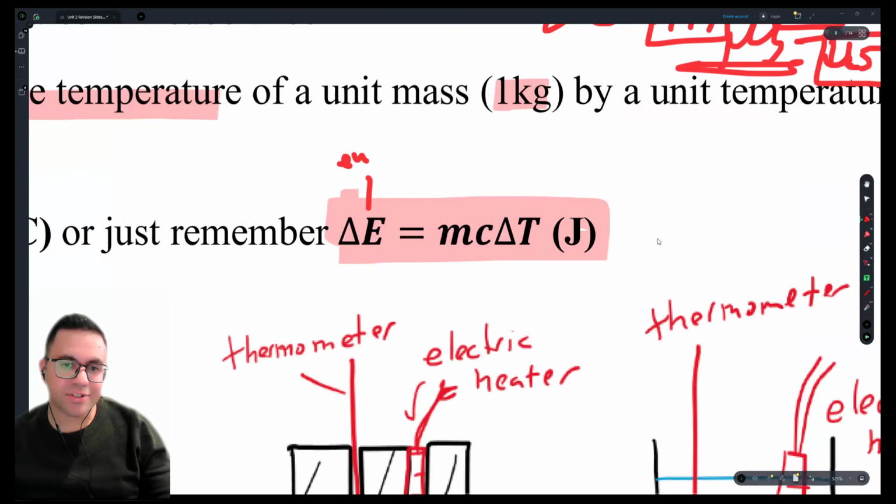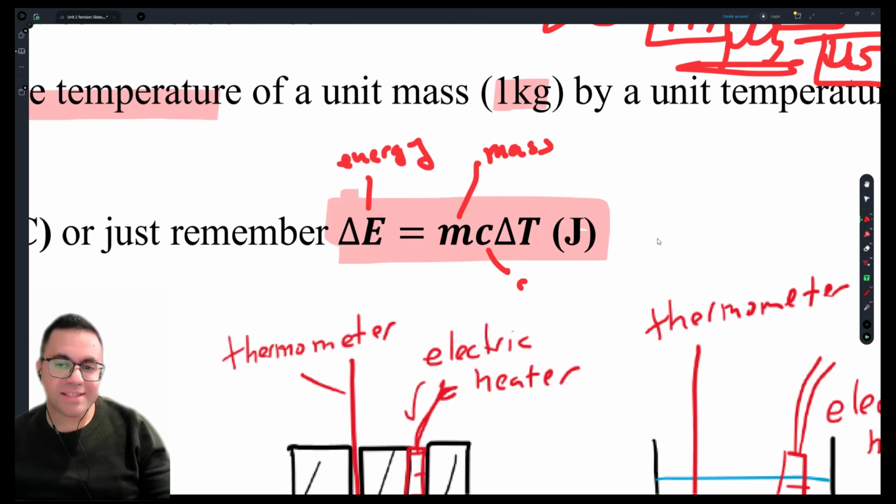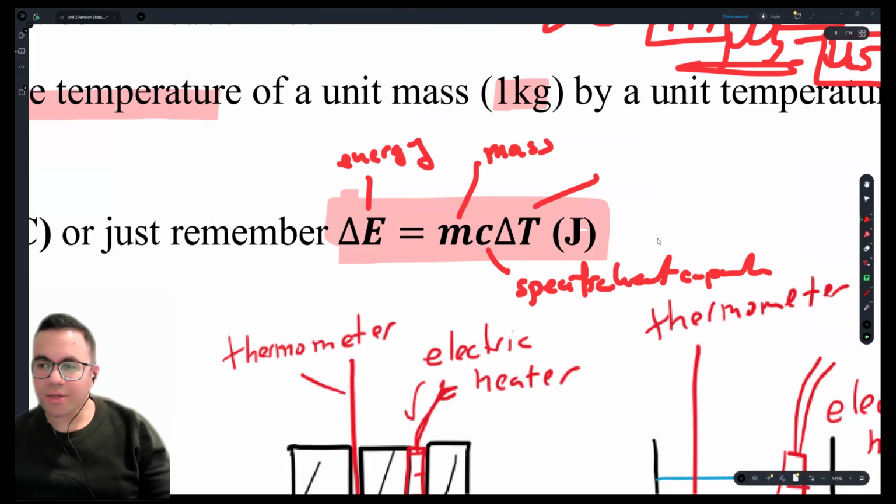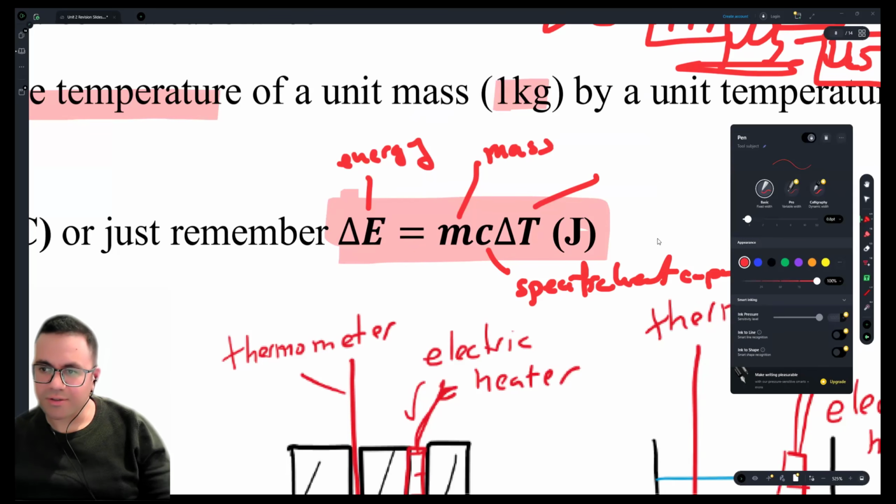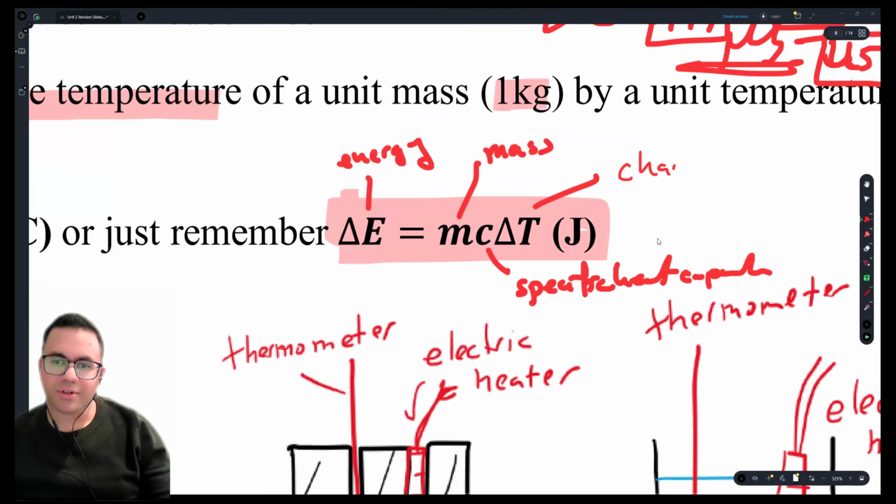E means energy. M is mass. C is specific heat capacity, obviously. And delta T means change in temperature. Change in temperature, so T2 minus T1, final minus initial.